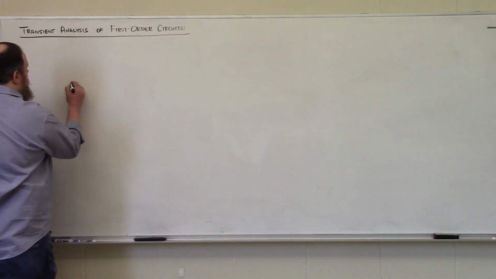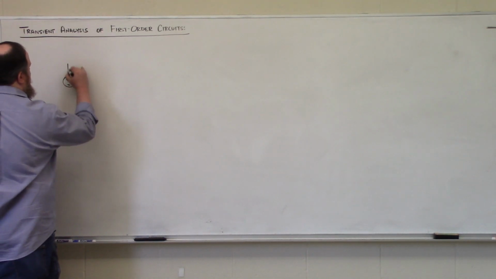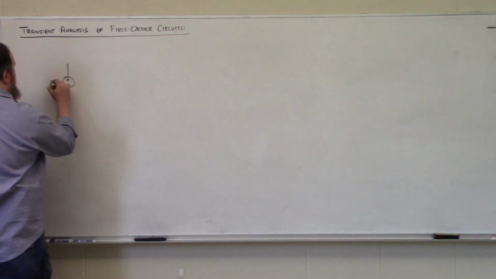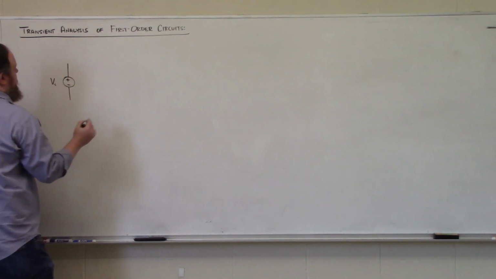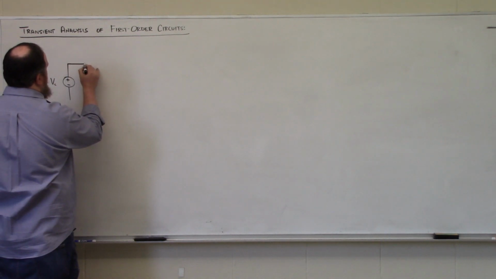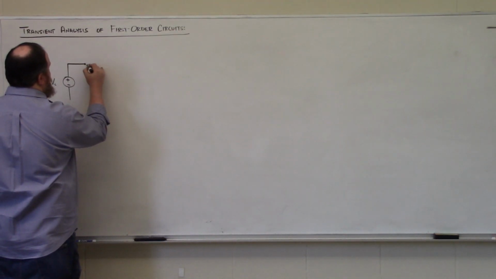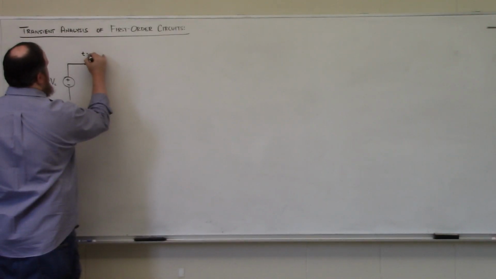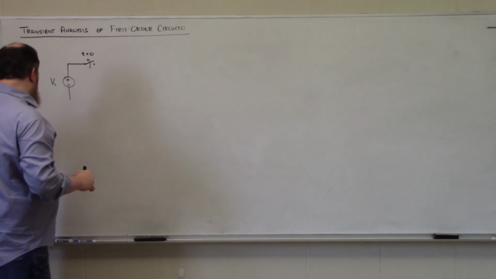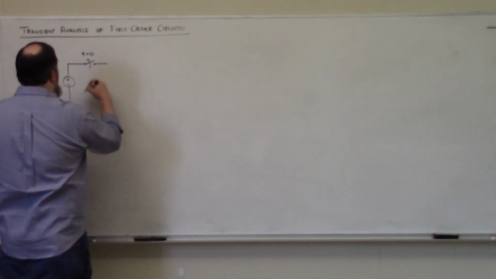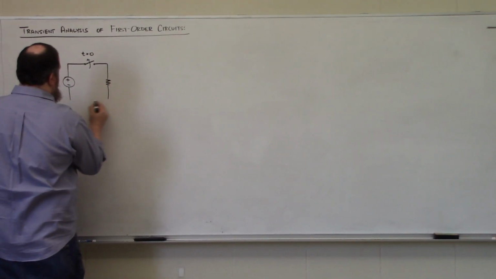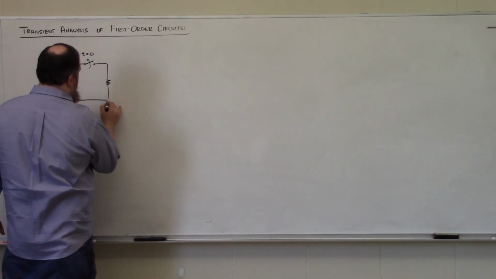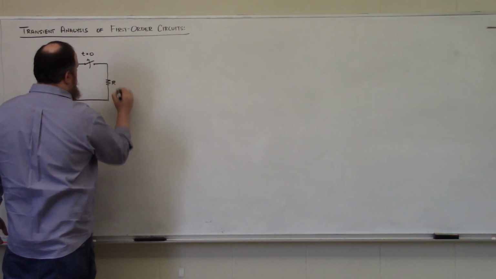So, let's consider the following simple circuit. We have some source voltage, Vs, and we're going to introduce a switch. And this switch is going to be opening at t equal to 0. Connected to my voltage source and switch, I'm going to put some resistor that has a value of R.